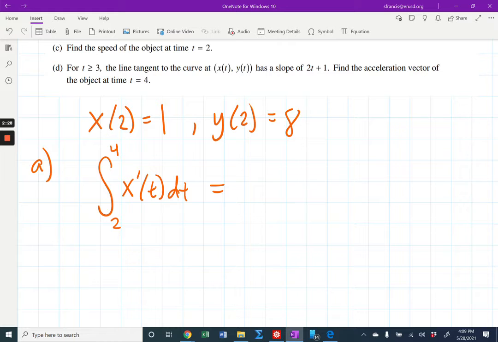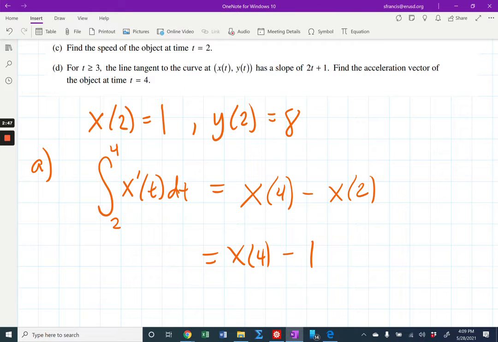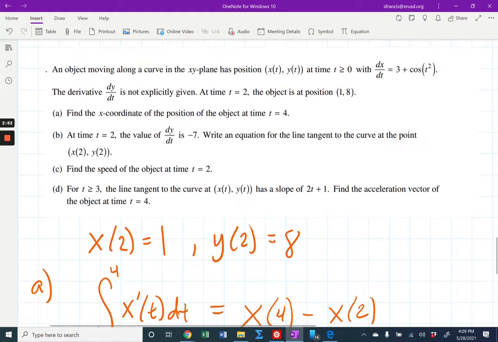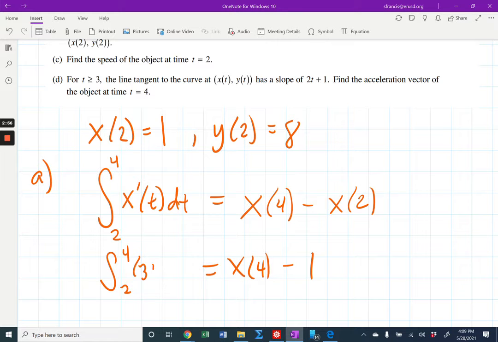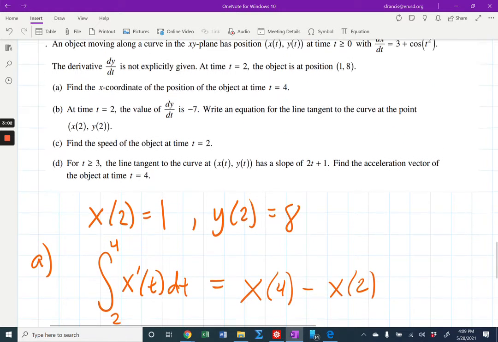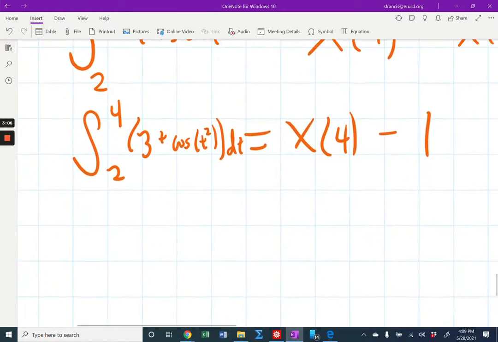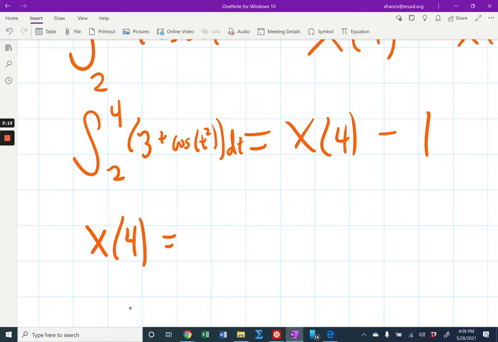By the fundamental theorem, by the way, this is a calculator active question, which is going to be relevant in just a moment. By the fundamental theorem, this is going to be x of 4 minus x of 2. Now they told us that we're looking for x of 4, so that's going to stay that way. They told us x of 2 is 1. Now this side over here, I'll write it out this time with the derivative 3 plus cosine t squared with respect to t. Now we just got to solve for x of 4. So that x of 4 is going to be 1 plus this integral.